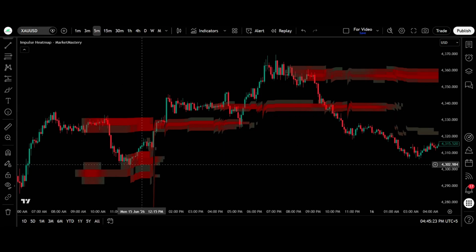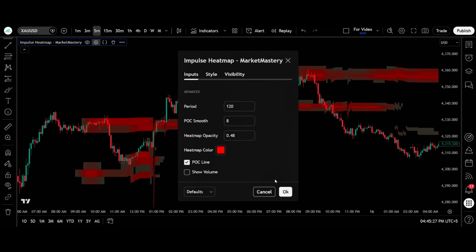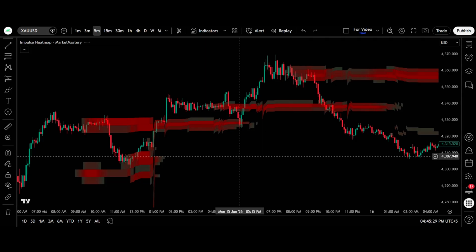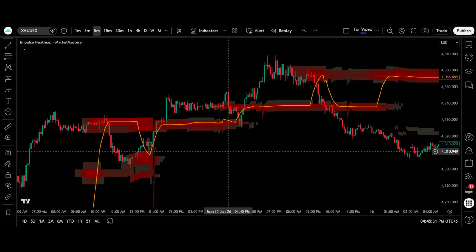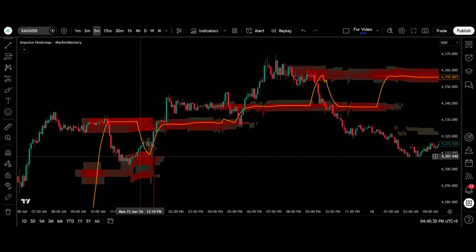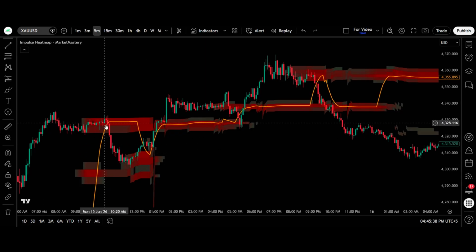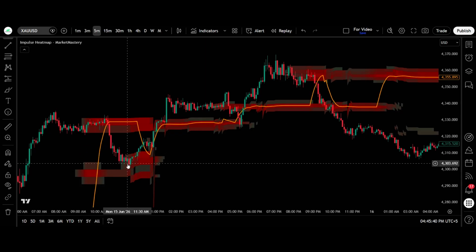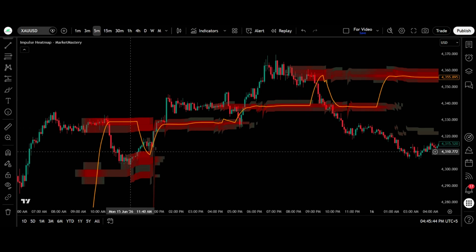Here is another simple red area. I believe this one is also without a POC. Let me clarify that for you. Yes, this area has no POC. As you can see, the price pulls back to the zone and gives a clear rejection right away. Once that candle closes, you can take a buy entry with your stop loss placed below.